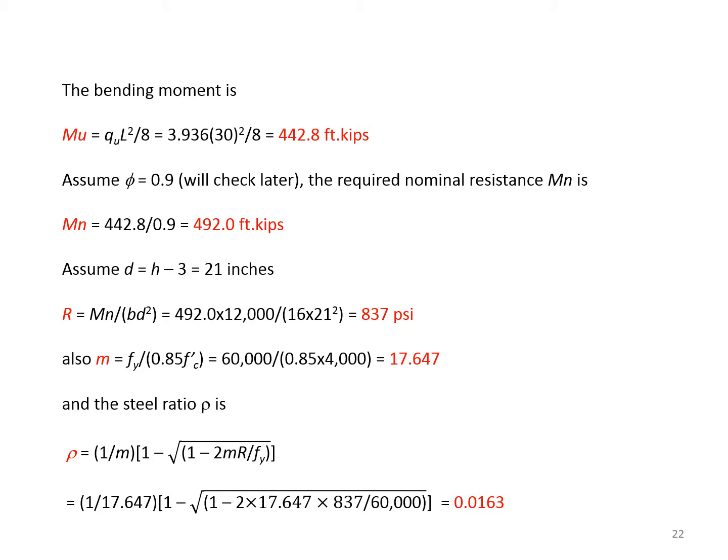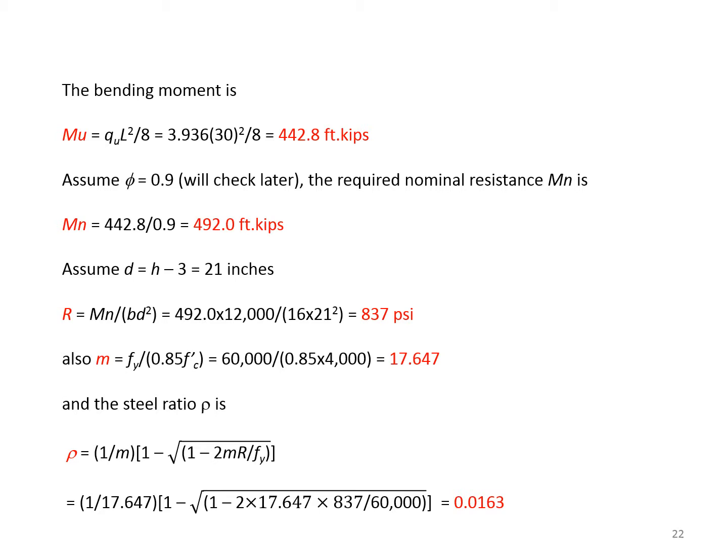Let's make an assumption of d equal to h minus 3, which is 21 inches. The parameter R, therefore, which is Mn divided by b d squared, would be 492 times 12,000 to convert the unit in inch pounds, divided by 16 by 21 squared. The answer is 837 psi. Also, parameter m is fy divided by 0.85 f'c, which is 17.647.